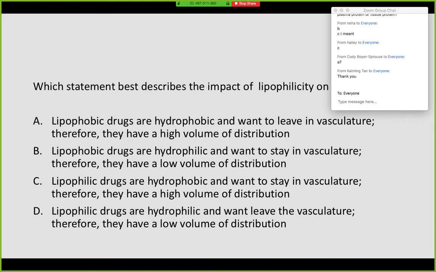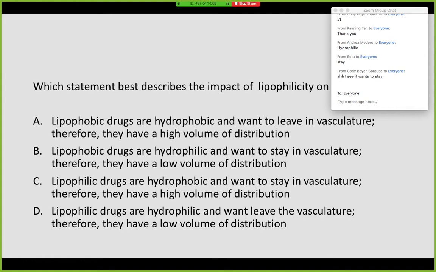Okay. Yeah, no problem. All right, so for this one, if a drug is lipophobic, does that mean it's hydrophobic or hydrophilic? Right, so if a drug is lipophobic, that means it's hydrophilic. So if something is hydrophilic, does it want to stay in the vasculature or leave the vasculature? If it likes water. Right, it wants to stay in the vasculature.